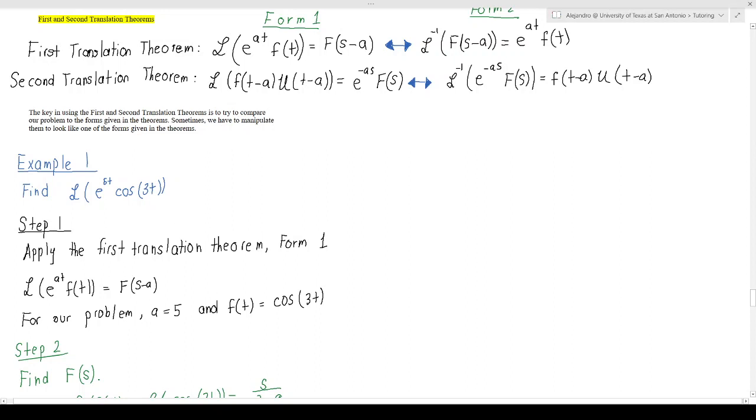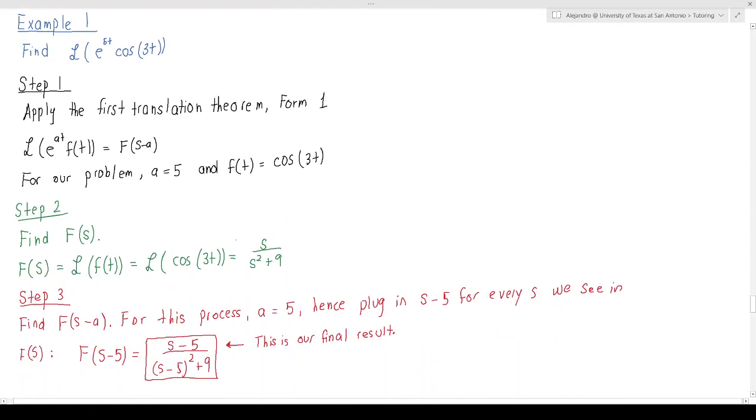So if we look at this problem, we see that we have e raised to the 5t and cosine of 3t. If we compare that to the first translation theorem, form 1, we see that e raised to the at, in our case, a is 5, and f of t is the cosine of 3t. And so the Laplace transform we're given is equal to big F of s minus a.